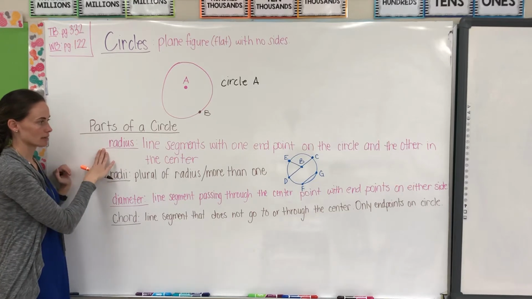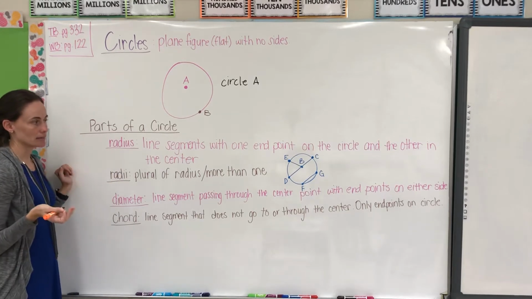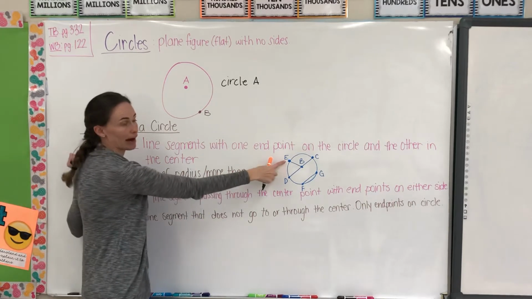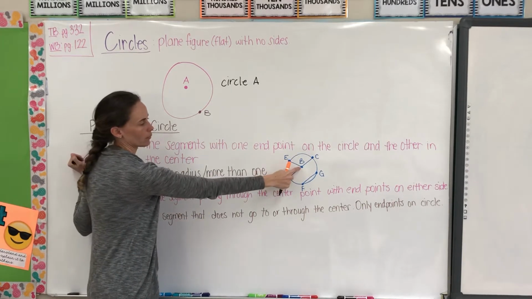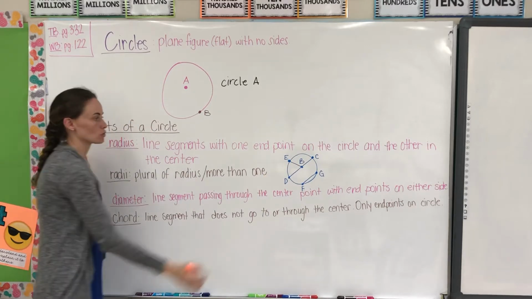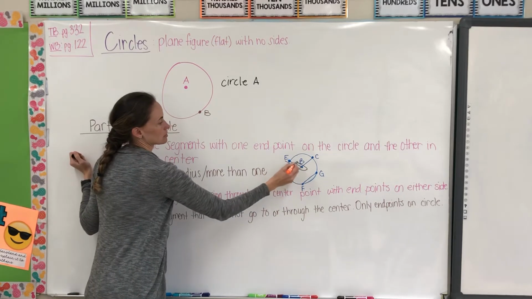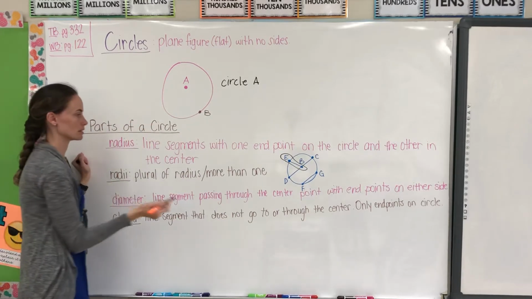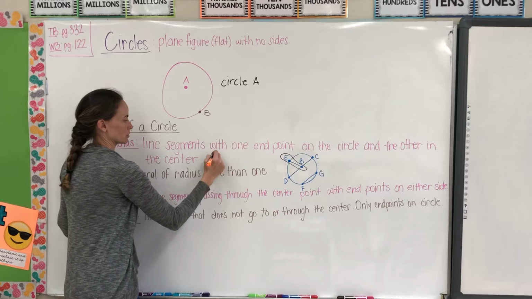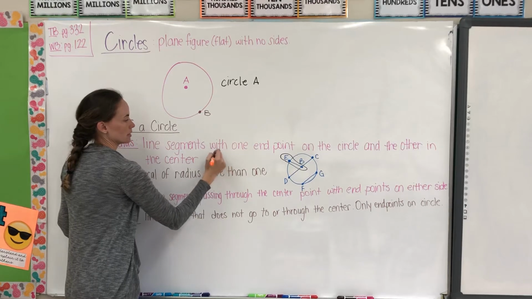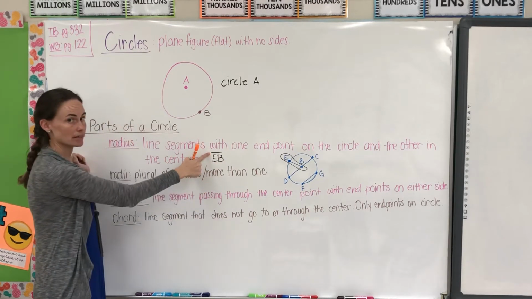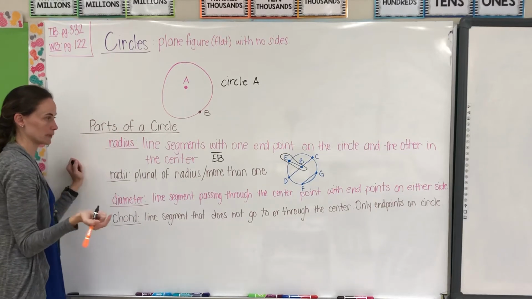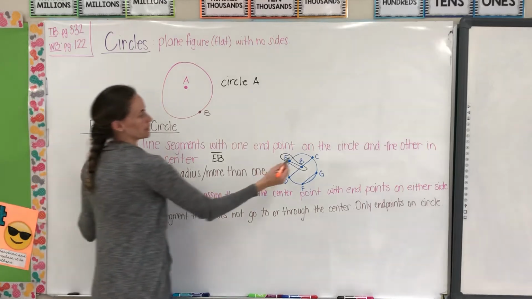The radius is a line that has two endpoints. One endpoint on the outside, on the circle, and the other endpoint is in the middle, in the center. So this would be a radius, EB, because it has those endpoints. So you write EB, and then it's a line segment, so you just put the little line on top of it.